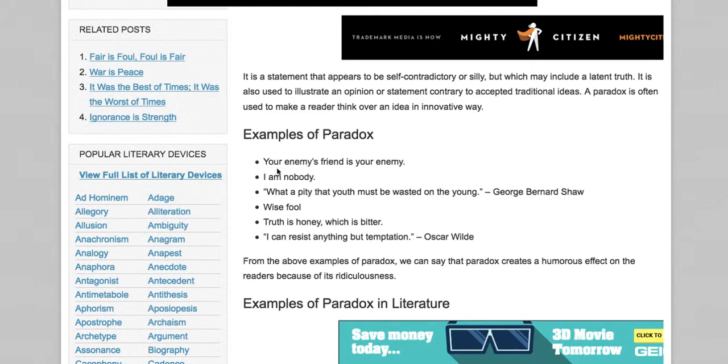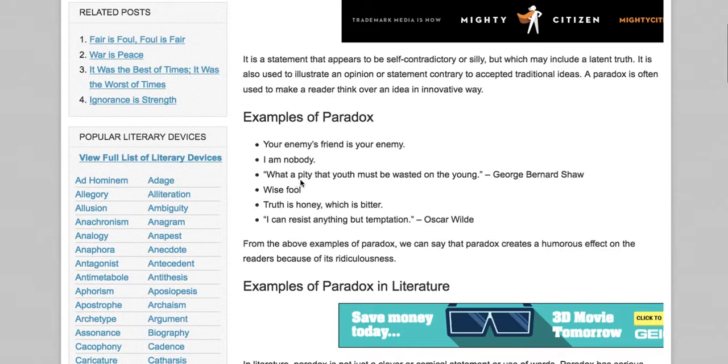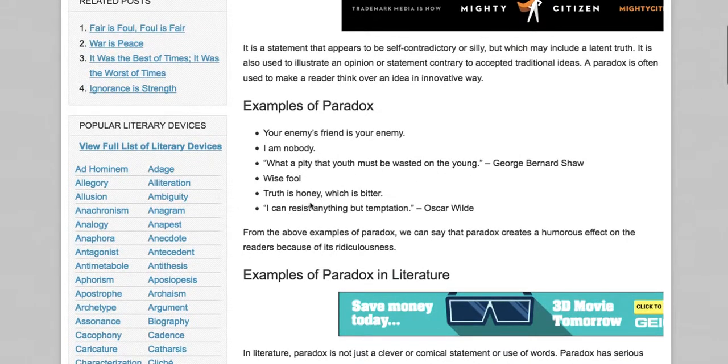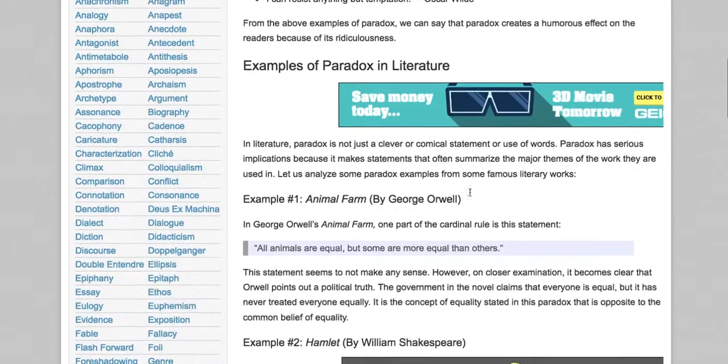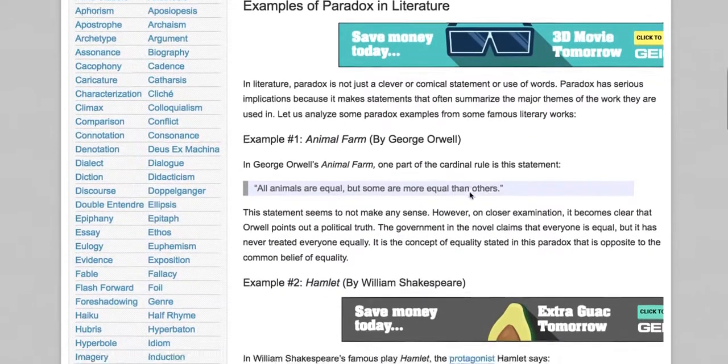So some common examples: the enemy of my friend is my enemy. What a pity that youth must be wasted on the young. He is a wise fool. I can resist anything but temptation. So examples of paradox can be witty or funny, like in this example from Oscar Wilde, or they can be thought-provoking or pithy statements. Here are some examples of paradox in literature.